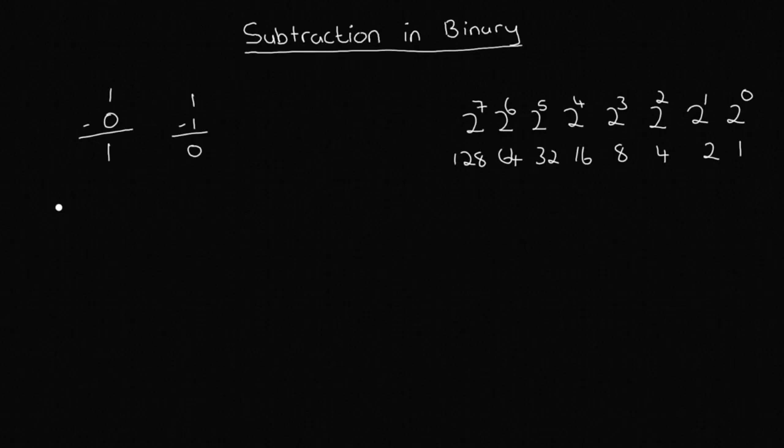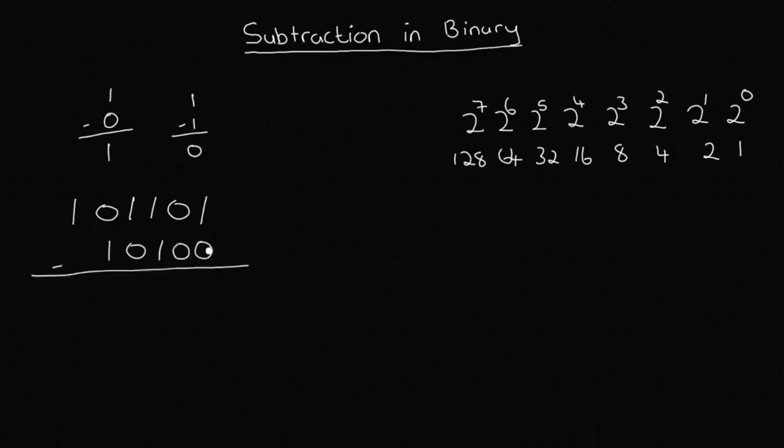So we want to take our binary number 1, 0, 1, 1, 0, 1 from 1, 0, 1, 0, 0. Okay, 0 from 1 leaves us with 1, 0 from 0 leaves us with 0, 1 minus 1 leaves us with 0, 0 take away 1 leaves us with 1, 1 from 0 we cannot do, so we need to borrow. This becomes 0, this becomes 2, this will then become 1, and we can bring down our 0.